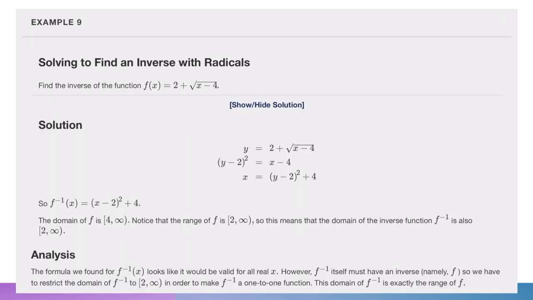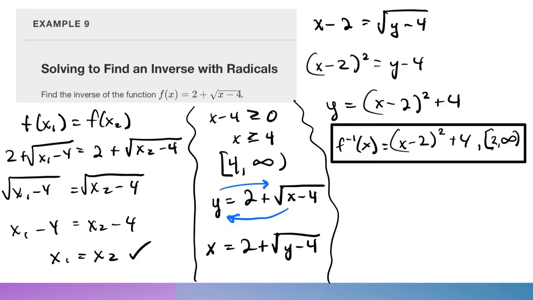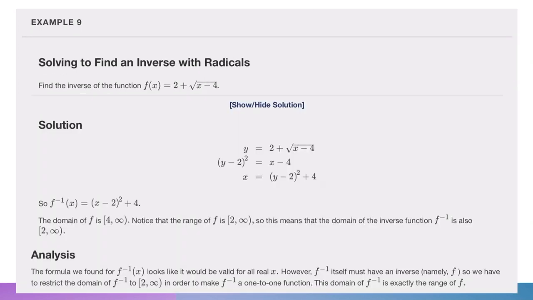Okay, I think we got maybe one more example here. Let's see. f inverse is the square root of x minus 2, squared, plus 4. The domain of f is 4 to infinity, and the range is 2 to infinity. So that means the domain of the inverse is also 2 to infinity. I think we got everything else. f inverse of x is x minus 2 squared plus 4, and the domain is 2 to infinity.